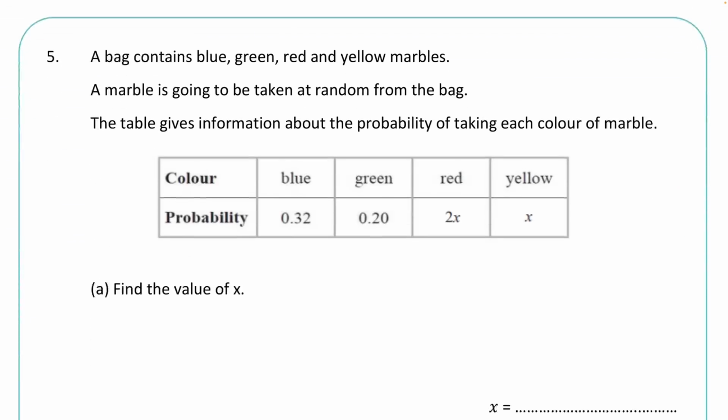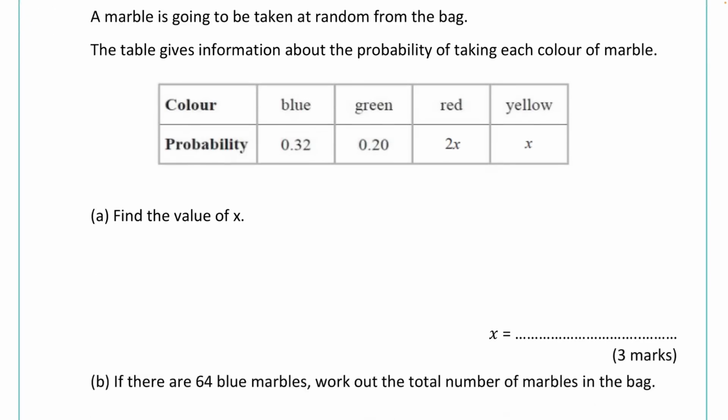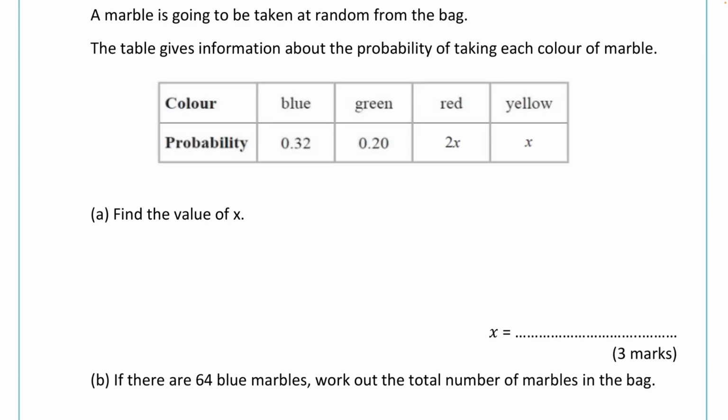Question 4 is looking at probability from a table. So it says a bag contains blue, green, red and yellow, and a marble is going to be taken at random from the bag, and the table gives us the information. This particular table gives us some algebra for red and for yellow. It says red is 2x and yellow is 1x, which means that red is twice the probability of yellow. However, it does just say to find the value of x here.